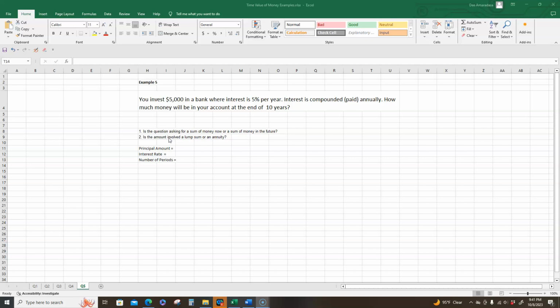It says you invest $5,000 in a bank where the interest rate is 5% per year. Interest is compounded or paid annually. How much money will be in your account at the end of 10 years? So we go through a series of questions. Our first question is, is this question asking for a sum of money now or a sum of money in the future? The question says how much money will be in your account at the end of 10 years. So this is a future, which means we're looking for future value.